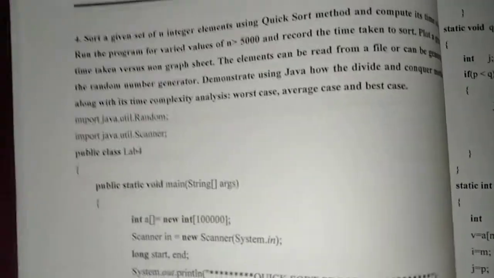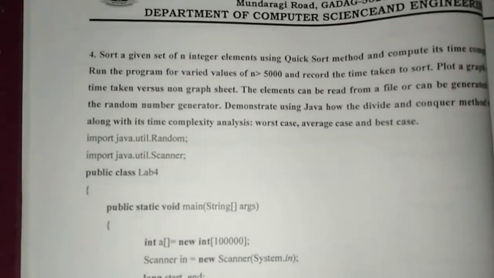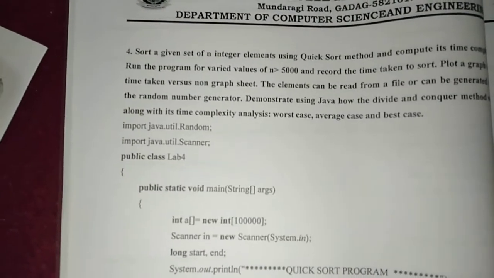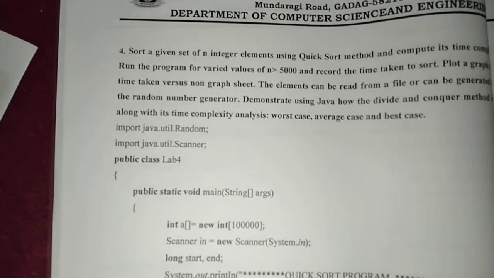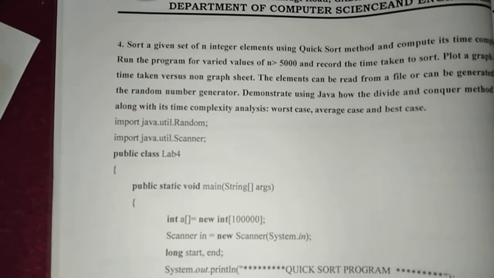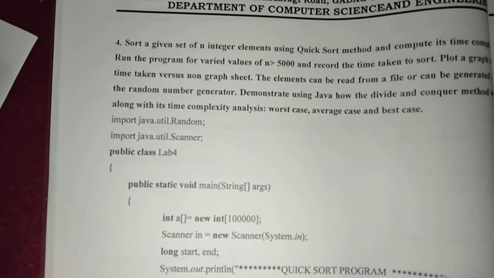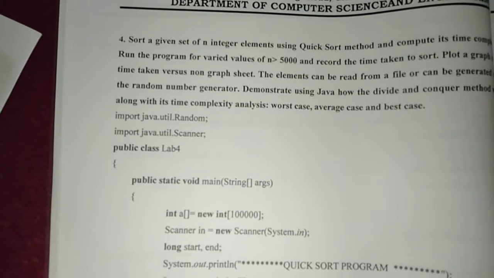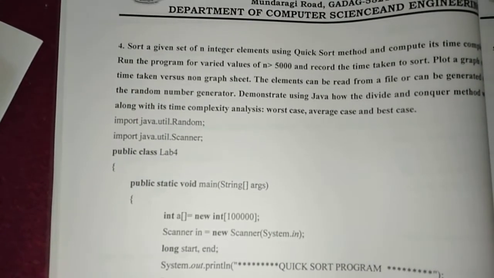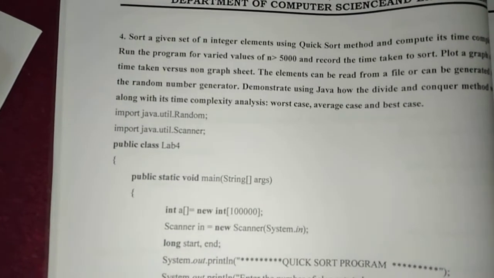So here is the lab program 4. This program is to sort a given set of numbers using quicksort, and the n value, the number of items you have to consider, should be greater than 5000. You have to record the time taken to sort, and plot a graph of time taken versus n on the graph sheet. The elements can be generated using a random number generator or from a file.